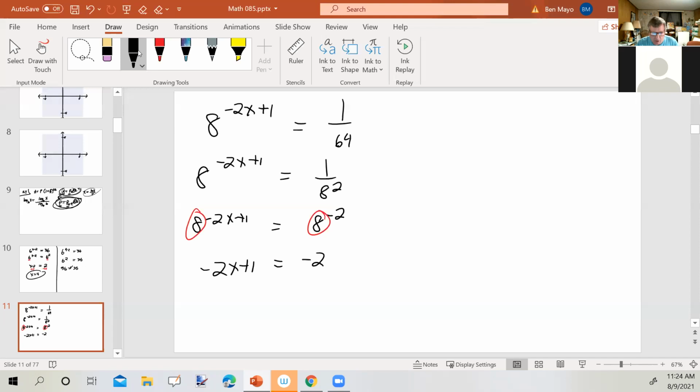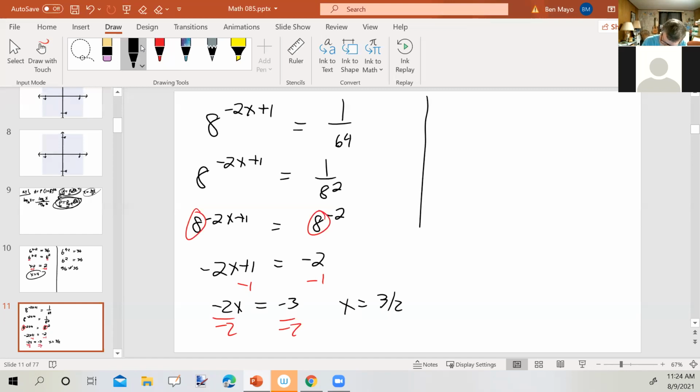So the key to this problem is to manipulate it to where you have the same base on both sides of the equation. All right, so now let's see here. Subtracting 1, we get negative 2x equals negative 3. Divide by negative 2, x equals 3/2.